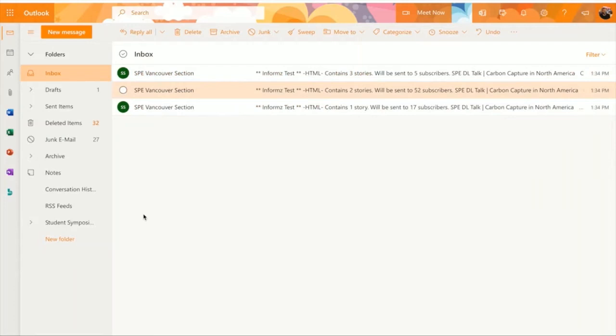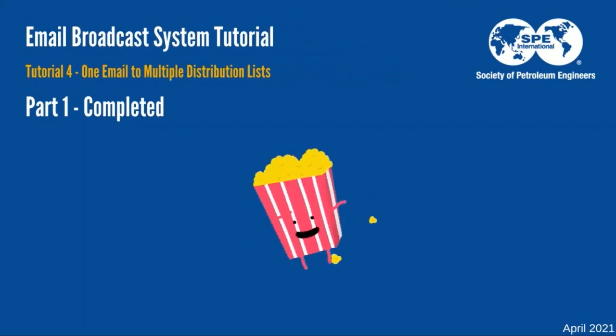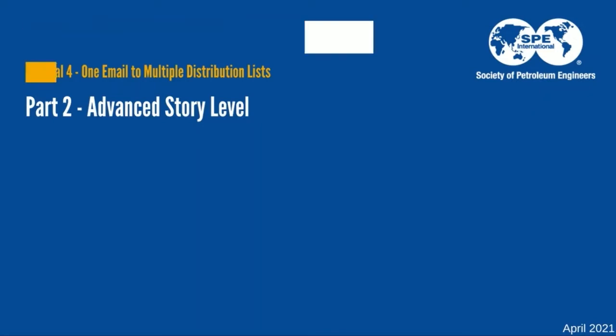This is how you can send a story level email to multiple distribution lists, saving you time and energy, as well as the inboxes of our members. From here, you can go back into the email and click send for it to be distributed to all of your members. So that concludes part 1 of tutorial 4, where I send out a very simple email to only 2 distribution lists. I will now move on to creating a more complex email where I continue to use the story level functionality to a greater degree.